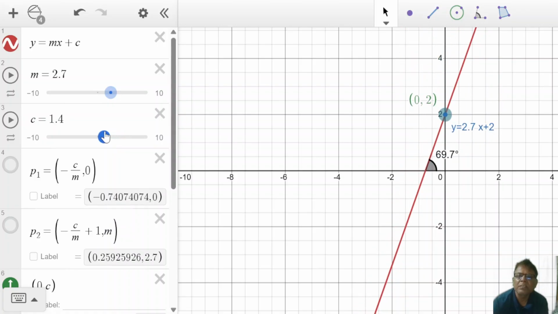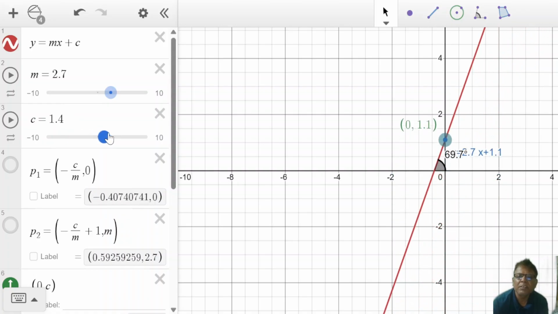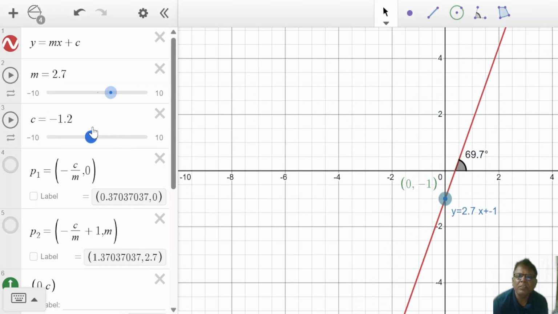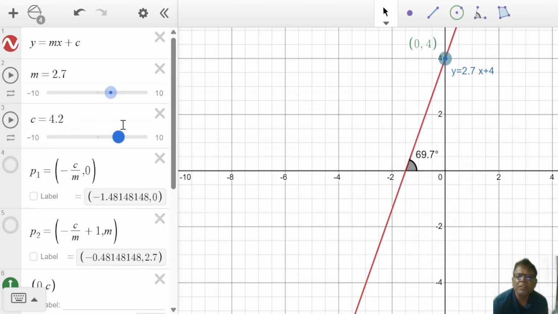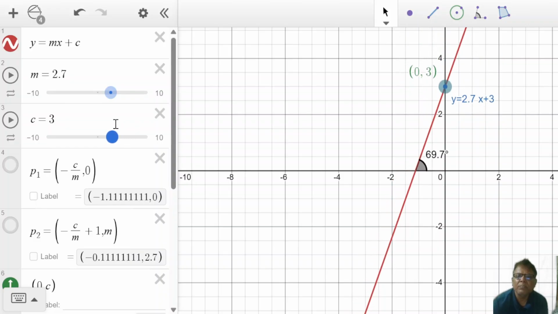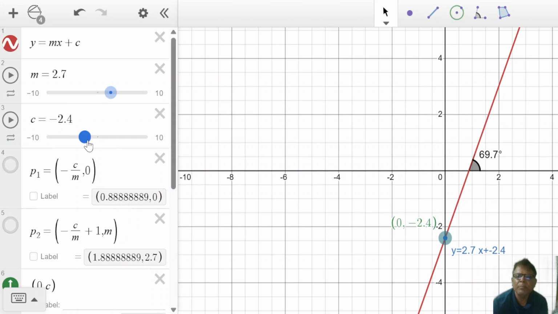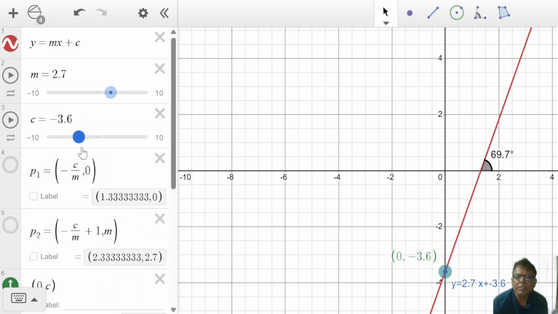See, here are the changes. So this is the linear equation. So a linear equation is nothing but the equation of a straight line, where m is the tangent of the angle made by the line with the positive x-axis and c is the intercept.